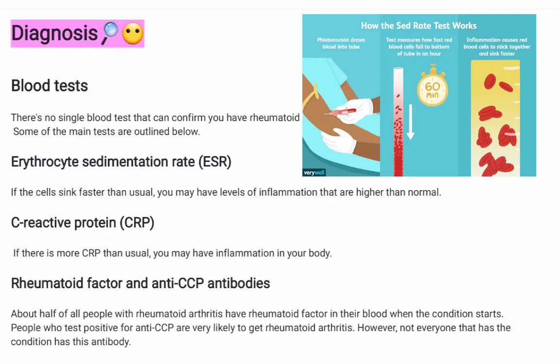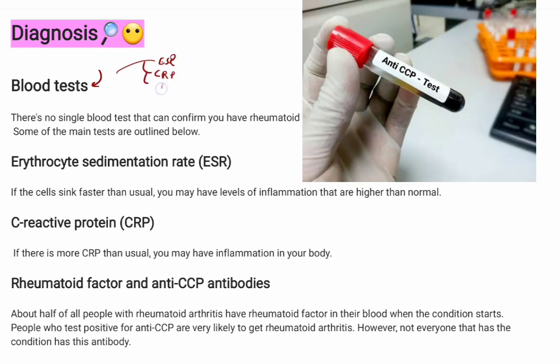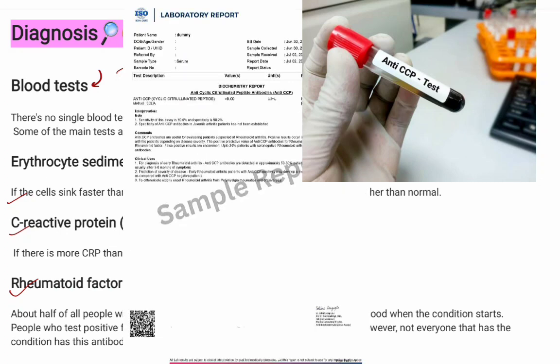Now we get into the diagnosis. So first of all, there is a blood test in which we perform the ESR, CRP, anti-CCP, and RF, rheumatoid factor. So ESR is the level when the RBCs sink faster, the level of inflammation is high.